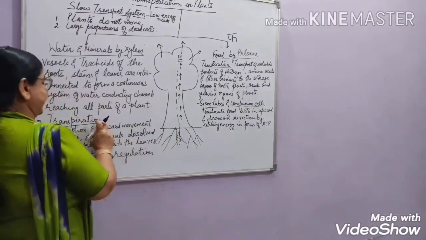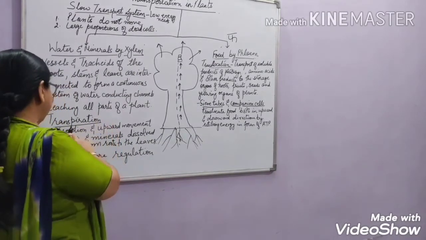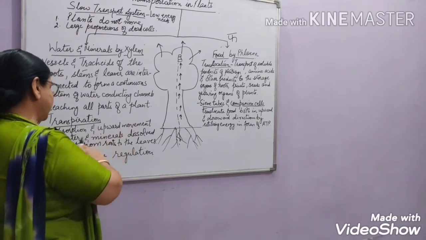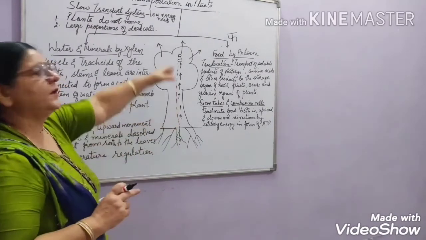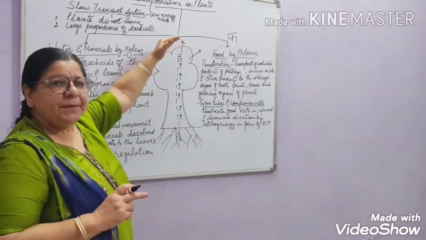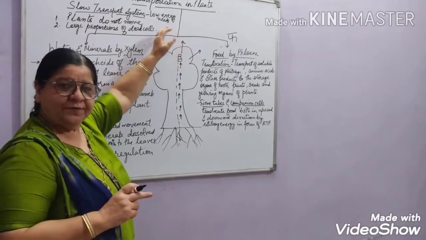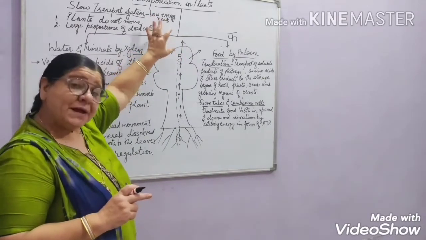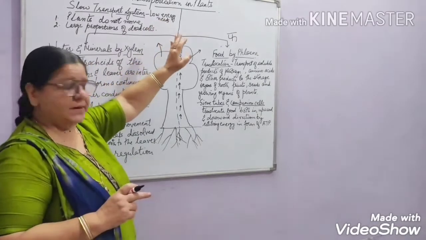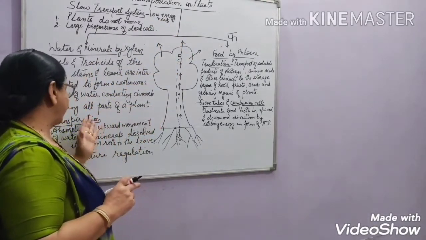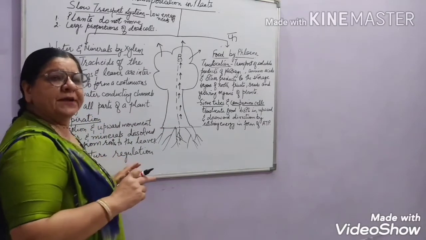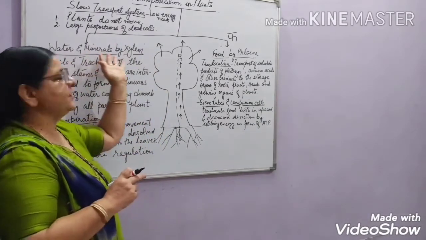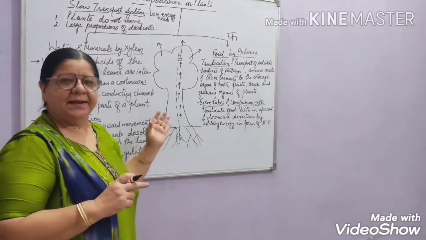So, transpiration. Now, what is transpiration? It is the absorption and upward movement of water and minerals dissolved in it from the roots to the leaves. Or in simple language, we can say it is the evaporation of water from the leaf, or from the stomata of the leaf, to the environment. Secondly, transpiration also helps in temperature regulation. Right? So this is how the water and minerals are carried by xylem.